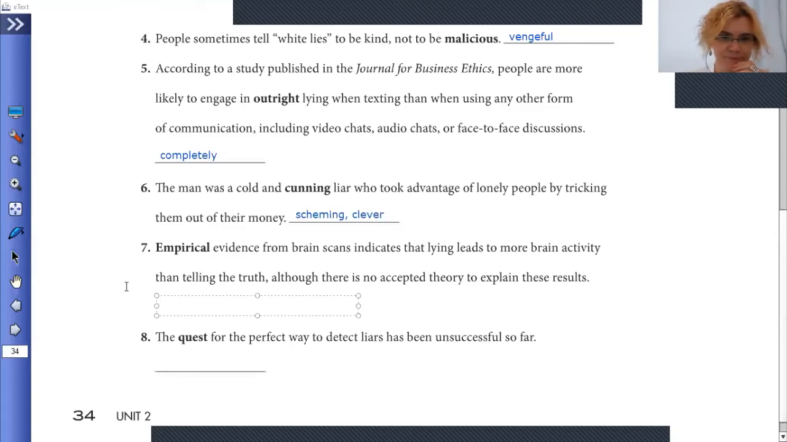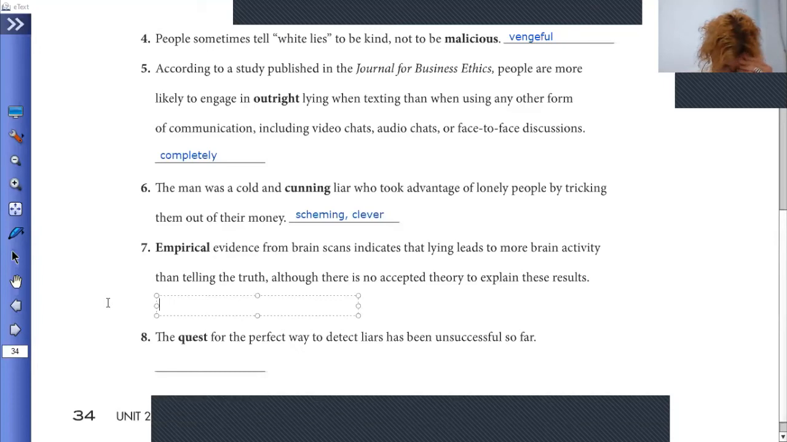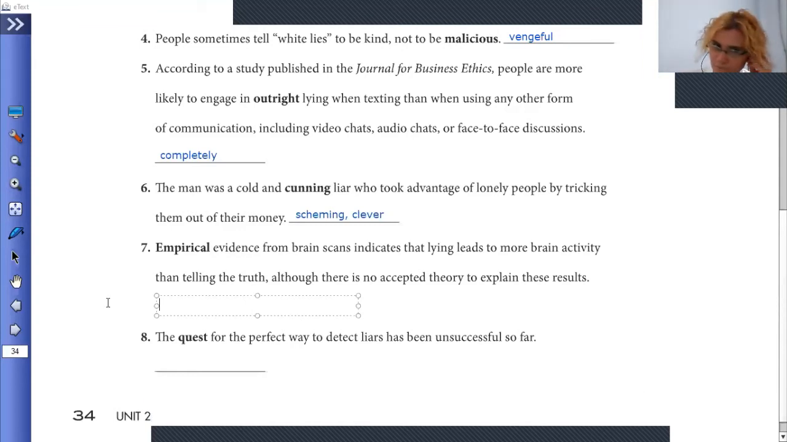Empirical evidence from brain scans indicate that lying leads to more brain activity than telling the truth, although there is no exact theory to explain this result. Experimental. What did you say? Experimental. Oh, experimental. Yeah, it could be experimental.